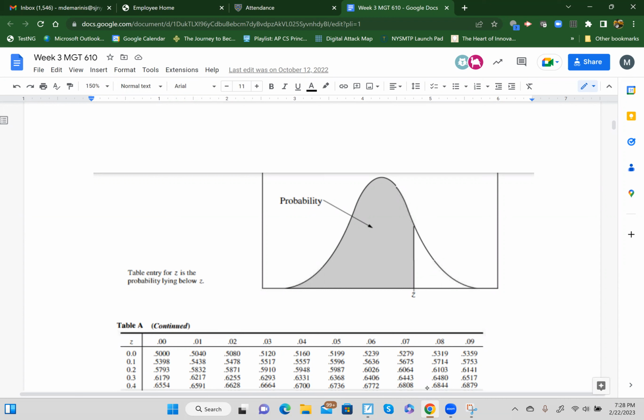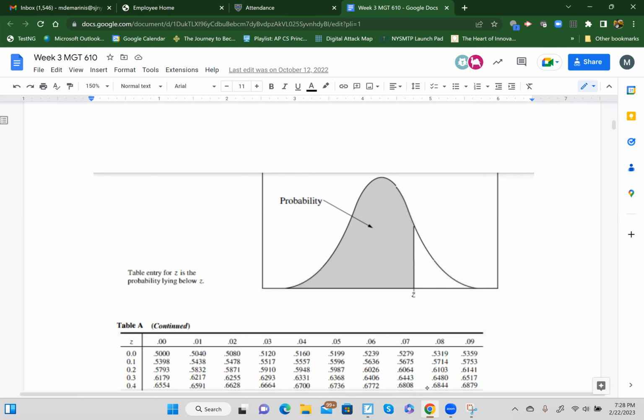I'm sure someone might be thinking, well, Dr. DeMarina, that's me, 0.6591 is closer to 0.66 than 0.6628 is. And if you want to do that, you can. I'll take either one of them here, though. It's not super precise. Okay, any questions or comments?